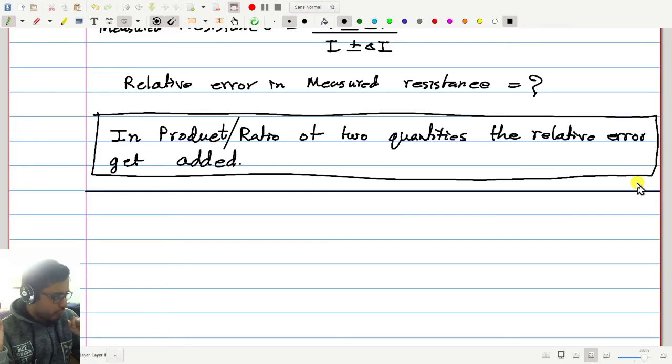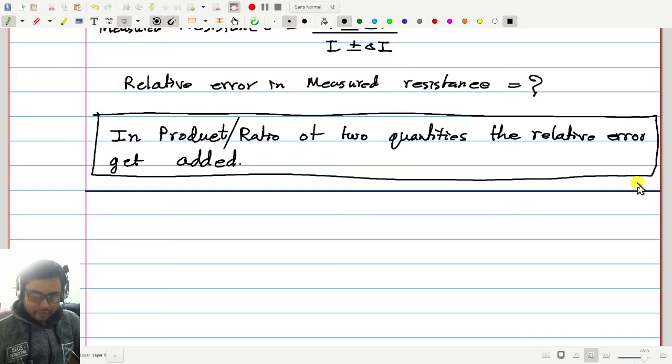So let me pause for a minute and see if you have any question. Sir, in the Kelvin double bridge, we assumed A by B is equal to P by Q. Is it only for obtaining the ratio as Rx by S, or is there any other idea behind that assumption?